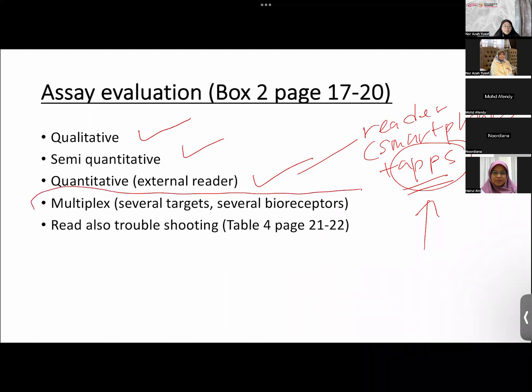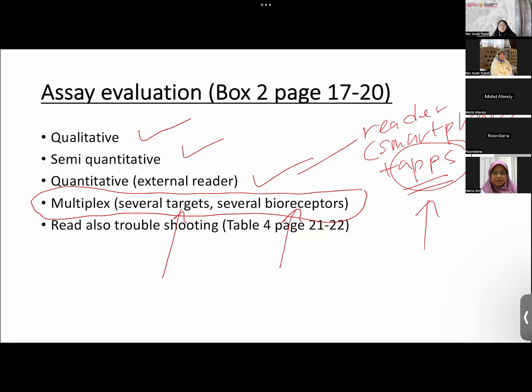And apart from a single analyte or single target, you can also use lateral flow for multiple targets. You can detect several targets by introducing several bioreceptors. We have done this with two bioreceptors, but we used electrochemical techniques. We have not done two bioreceptors for lateral flow, but it's doable.